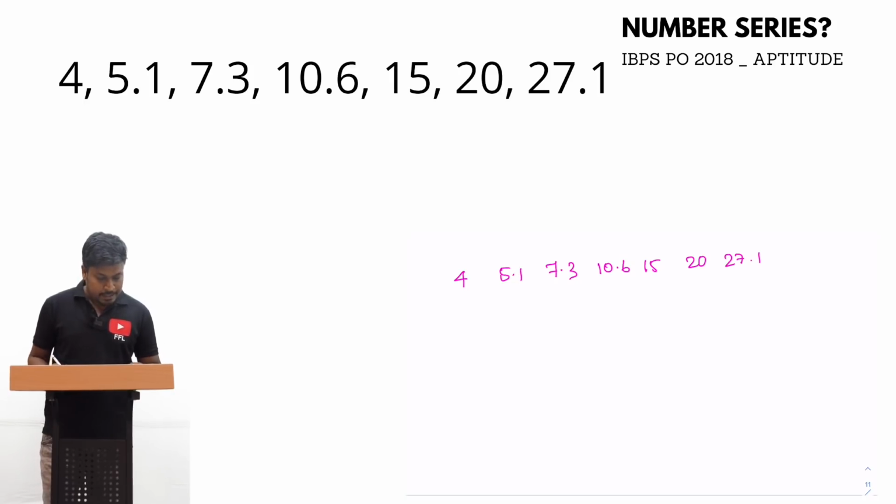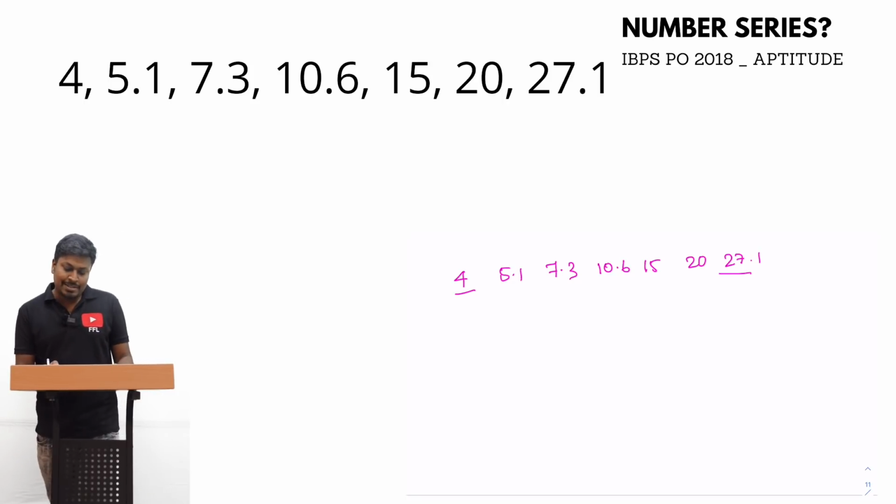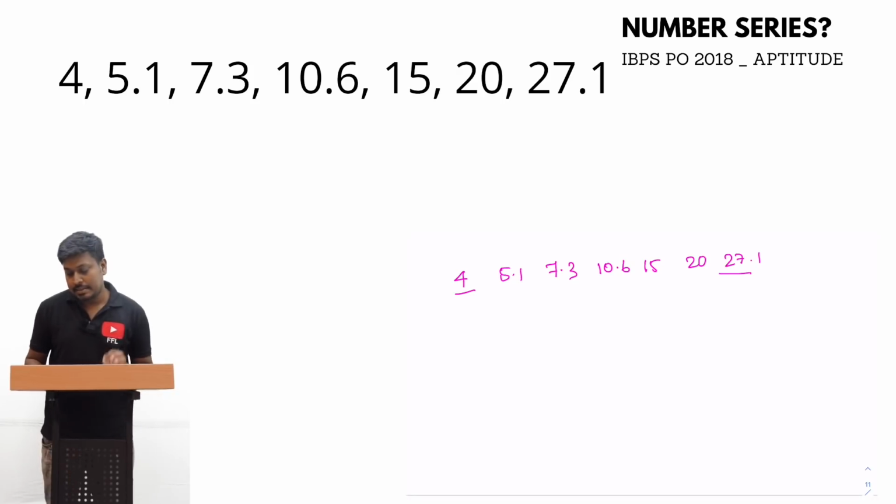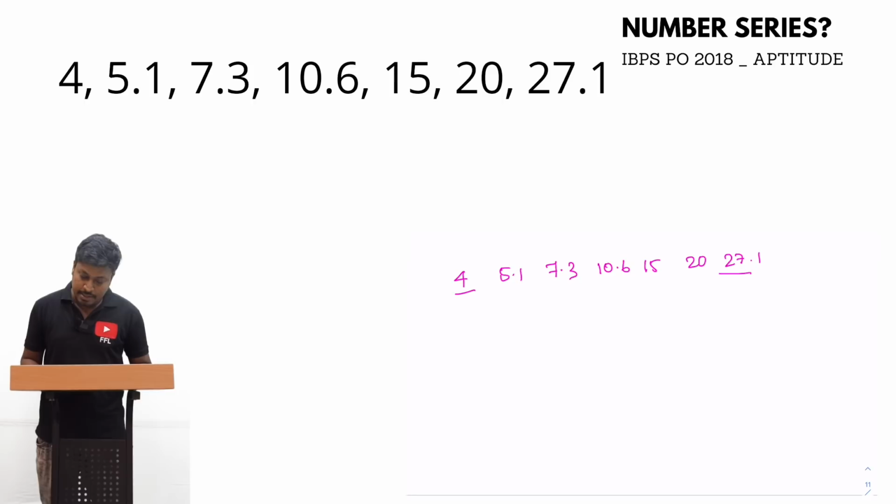27.1. Got it? So first is 4, second is 5.1. Just here, friends, the starting number is 4 and the ending number is 27.1. So there is not a huge difference. The first number is 4 and the seventh number is 27.1, so definitely multiplication is not used here. And also according to me, subtraction is also not used here, because all the numbers are gradually increasing and some of the values are in decimal points. So what I can think here is, from this series, addition is the main operator that is used here. That too, they have added some decimal values.